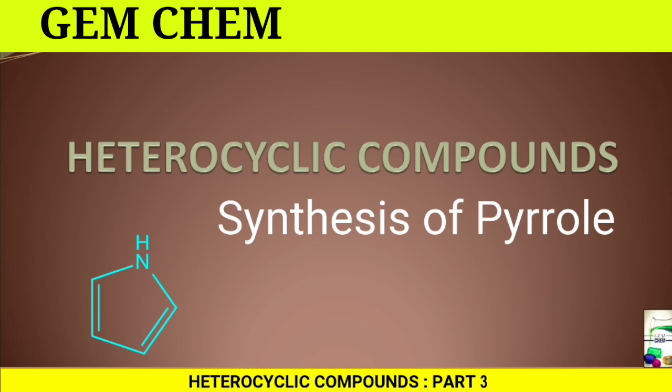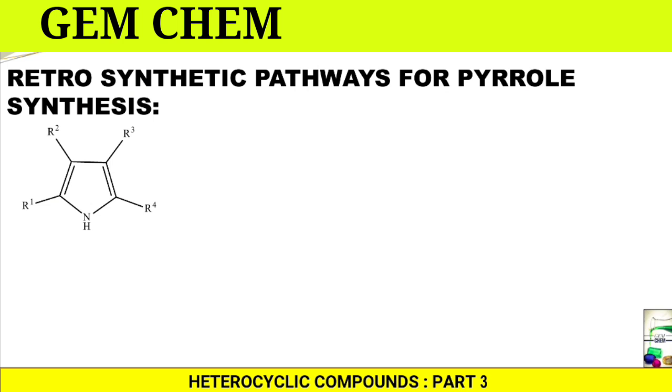Once we complete the synthesis of pyrrole, we are going to deal with the structure of thiophene and furan and continue with its synthesis. At first, we are going to deal with the different methods, that is, retrosynthetic pathways for pyrrole synthesis. In the first case, we are going to try to break the bond to get a substituted pyrrole, and the breaking of bond can take place between the carbon and nitrogen bonds.